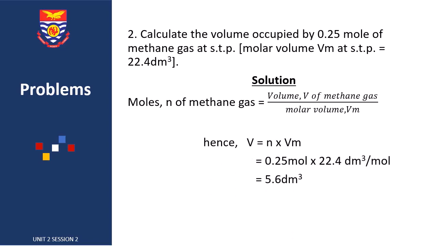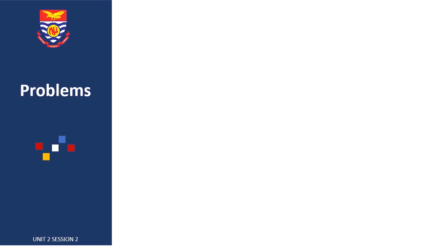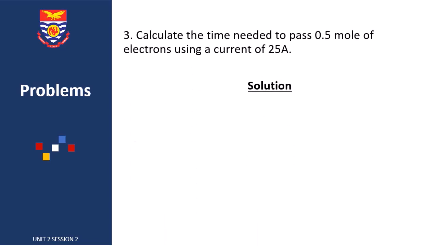We do a change of subject for the volume of methane gas to stand alone. And in that case, we are going to have the number of moles multiplying the molar volume. We do our substitution and we have 5.6 cubic decimeters. So that will be the volume occupied by 0.25 moles of methane gas, given that we have standard conditions of temperature and pressure.